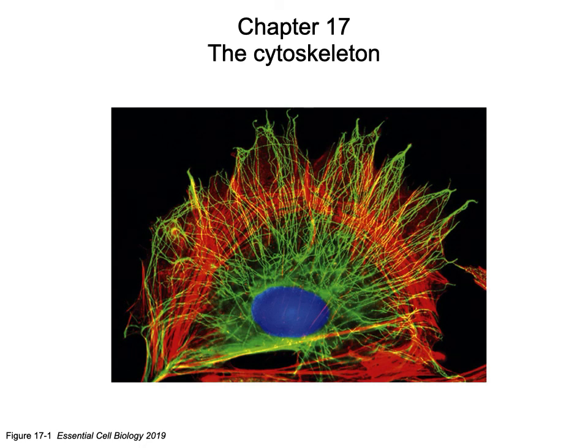Okay, so this lecture covers chapter 17, which is the cytoskeleton. We'll be talking about the different filaments that make up the cytoskeleton. We're going to look at actin filaments, intermediate filaments, and microtubules.